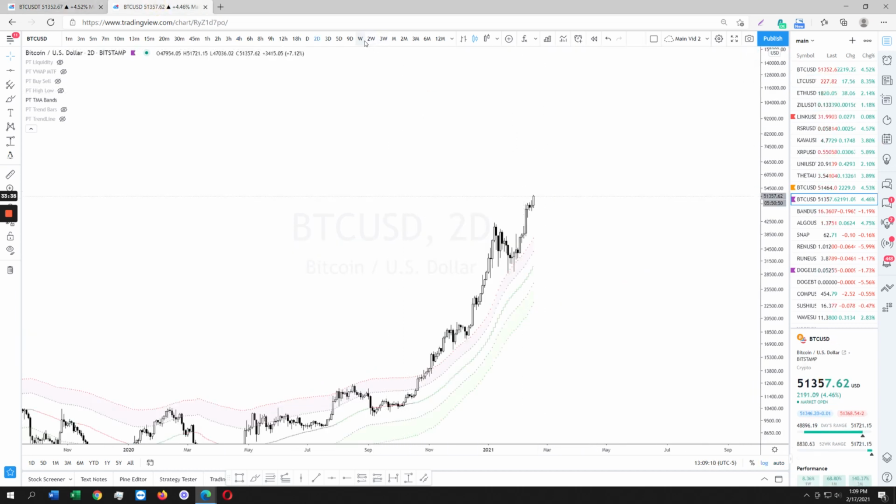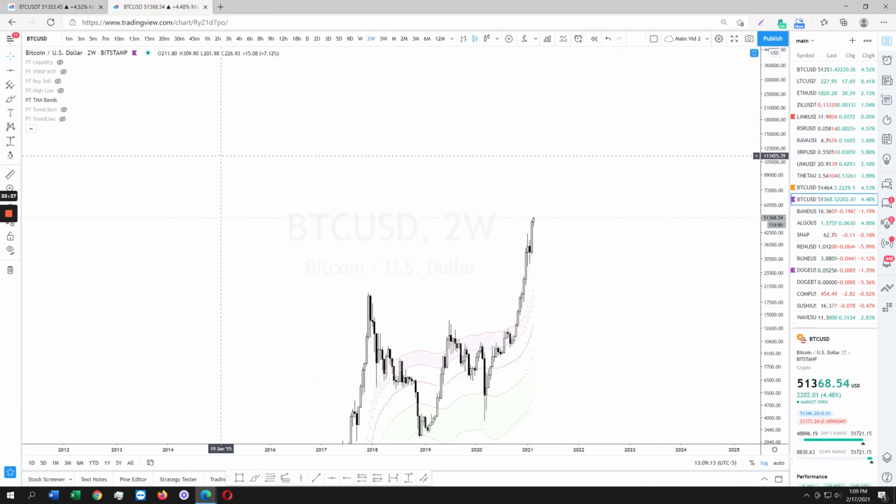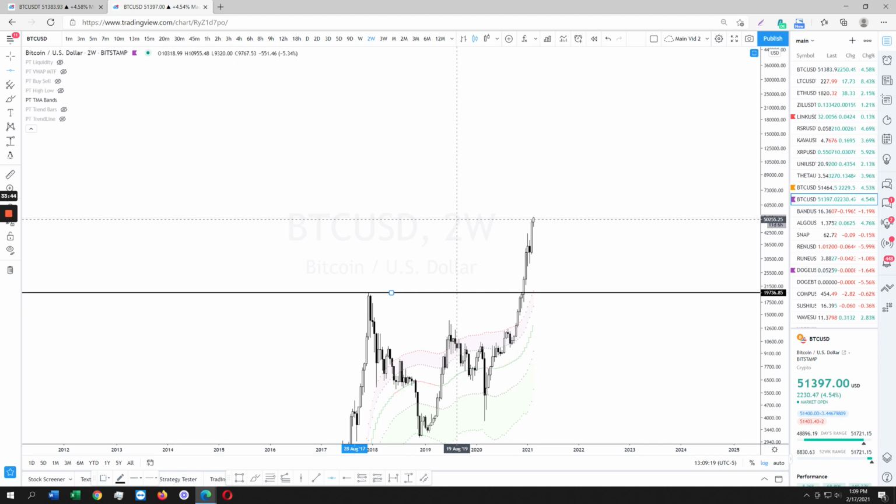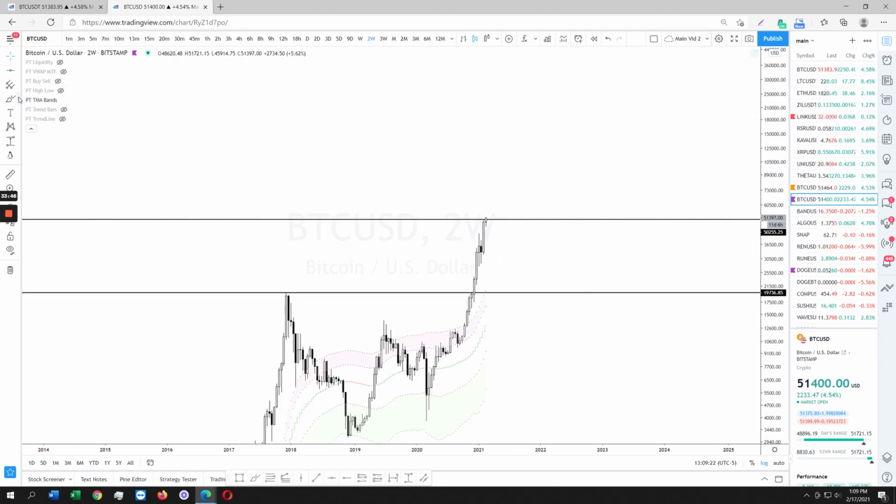Let's go 2 week. 2 week bottom. Top. Okay. OB. Mid 35s is an instant buy.